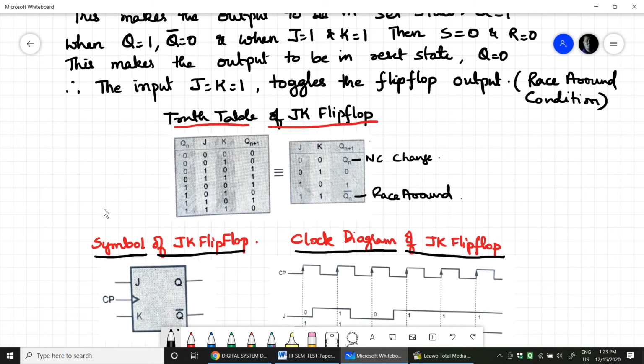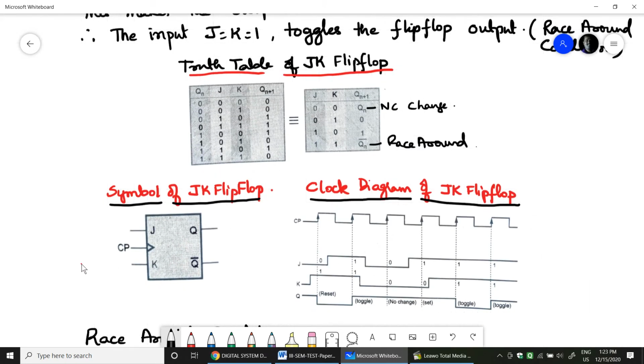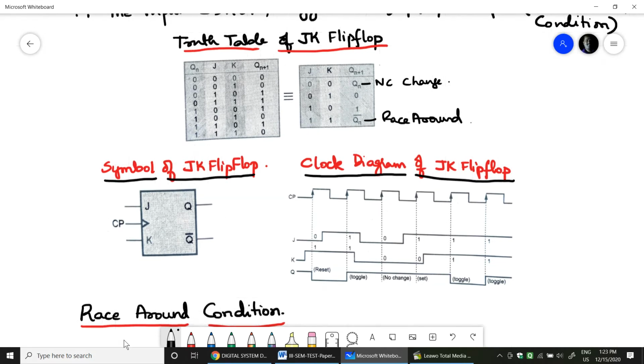Fine. This is a normal JK flip-flop which we are discussing. So therefore race around condition is what we see always. This would be the symbol of JK flip-flop, where clock pulse is given, J and K. Now this would be the clock diagram of the JK flip-flop. This is the clock pulse, positive edge triggered clock pulse, what you see here. So the diagram shown is a positive edge triggered flip-flop symbol. Now if there is a bubble here, then it shows a negative edge triggering flip-flop.